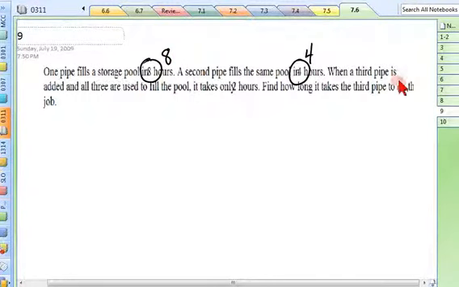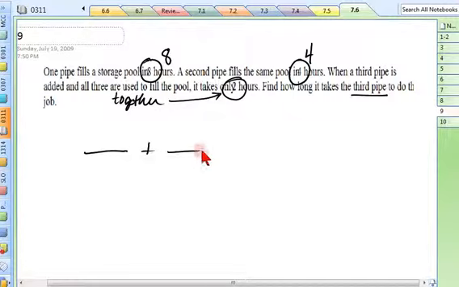When a third pipe is added and all 3 are used, okay, that means together, doesn't it? The pipe to fill the pool, it takes only 2 hours. Find how long it takes the third pipe to do the job. This is different. Several things are different.